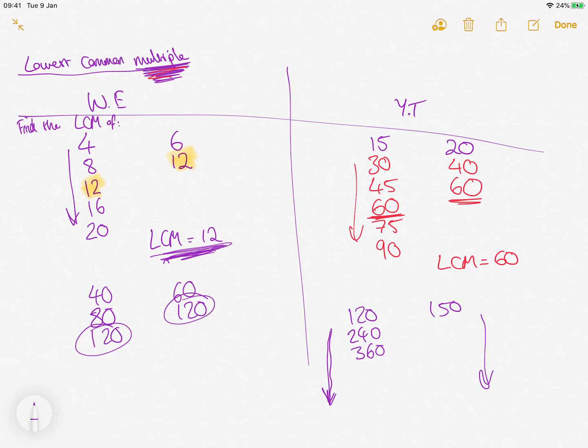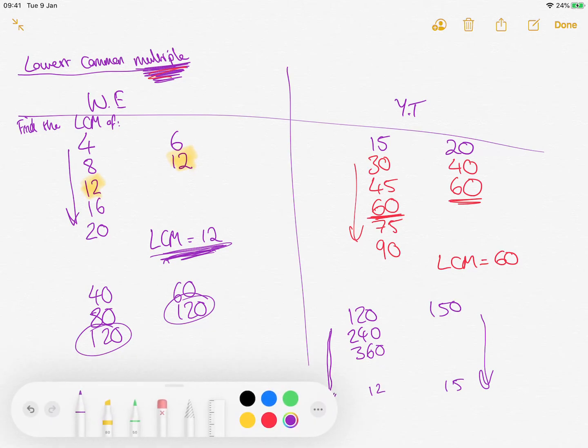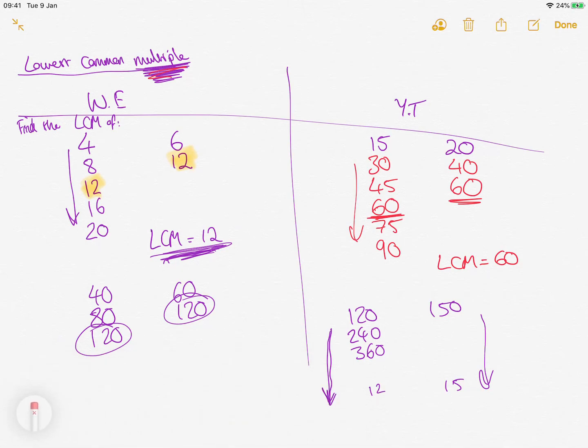Another thing you could do here is divide both by 10 and do your 12 and 15 instead, and then times your final answer by 10. But that's just a common thing to look out for. Just be really, really careful with how you're writing out your multiples, and make sure you're adding on 120 each time, and then on the right side you would add on 150 each time.